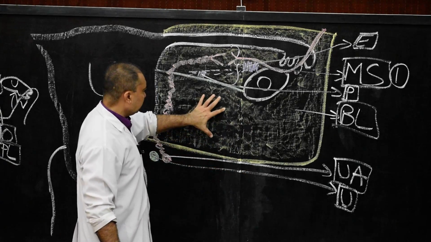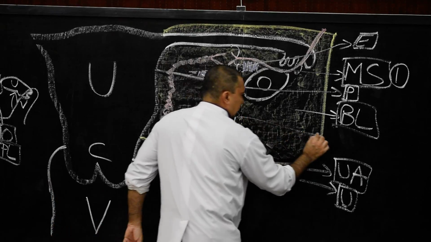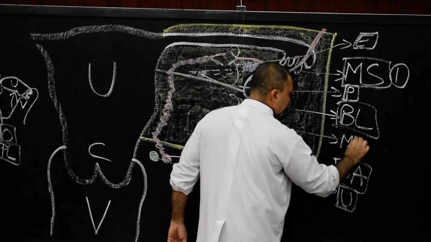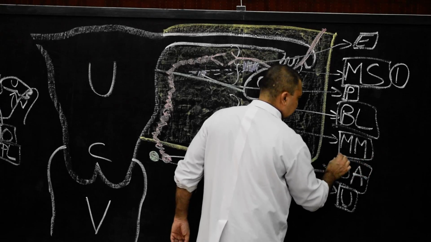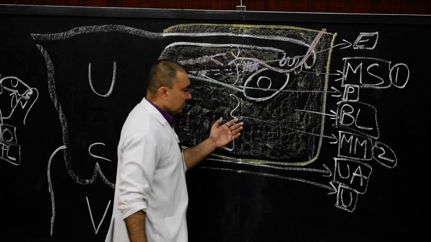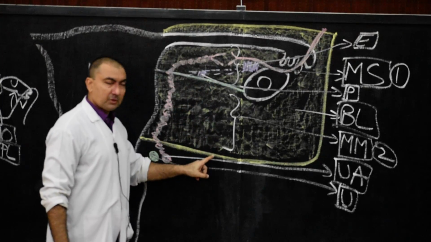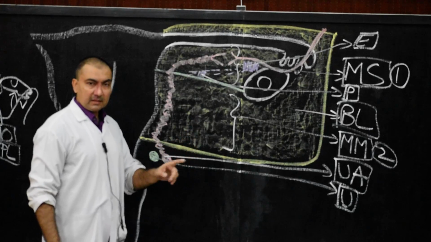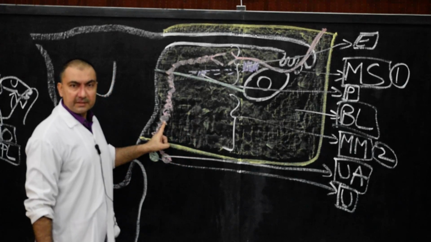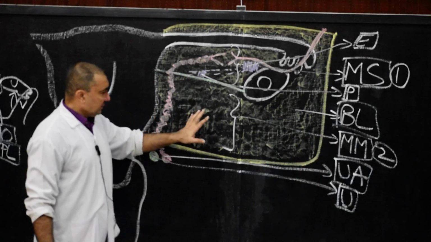The second subdivision of the broad ligament is here where my hand is. This portion of the broad ligament is the mesometrium, and this is subdivision number 2. The portion of the broad ligament extending between the ligament of the ovary and the inferior border of the broad ligament is the mesometrium. It contains the tortuous uterine artery.